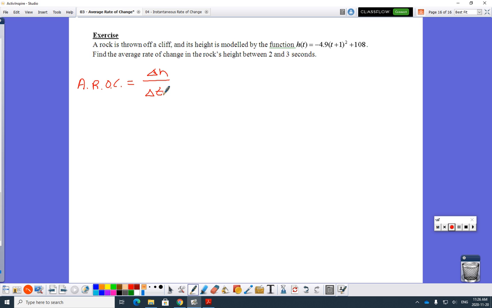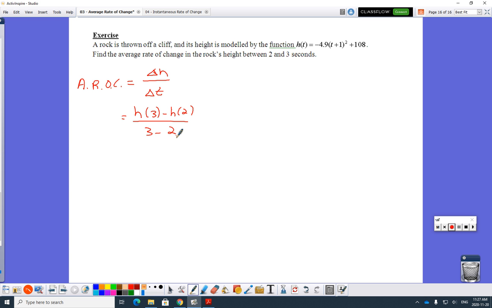So what I want is, what's the height at time 3 minus the height at time 2, over 3 minus 2? And if you've been keeping up with the homework, all of a sudden this might seem familiar, like, oh, I see why they've been asking the questions they have been asking. They were setting us up for chapter 2 the whole time.